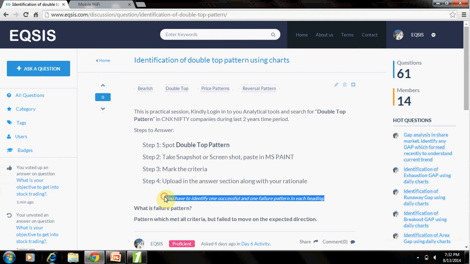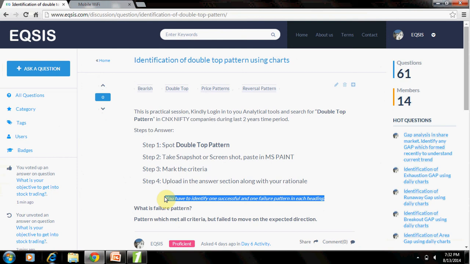If you identify one double top which was successful after the pattern, then you have to identify one double top which has actually failed. But make sure that in those 2 patterns the criteria are clearly available, because only with the criteria can we qualify this as a double top or a double bottom.